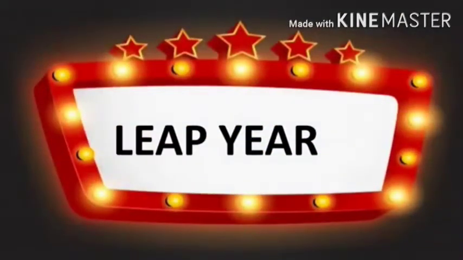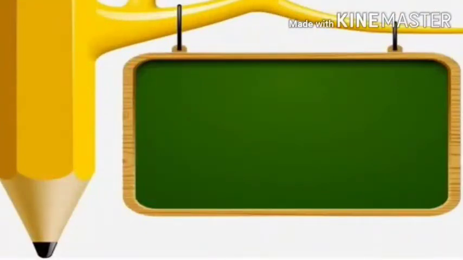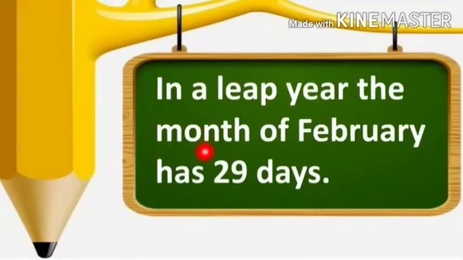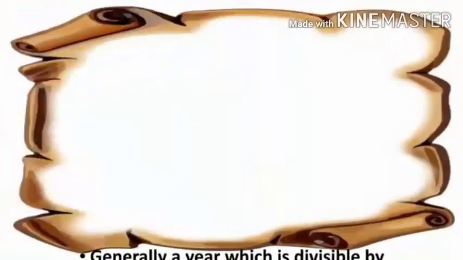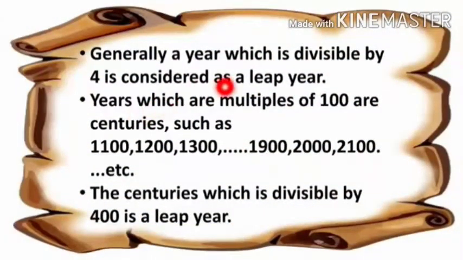Now let's see about leap year. In a leap year, the month of February has 29 days. How can we identify a leap year? Generally, a year which is divisible by 4 is considered a leap year. Years which are multiples of 100, or centuries, such as 1100, 1200, 1300 up to 1900, 2000, 2100 etc. The centuries which are divisible by 400 are leap years.